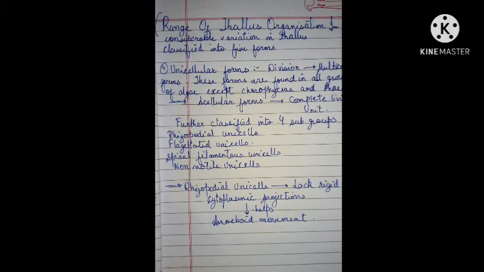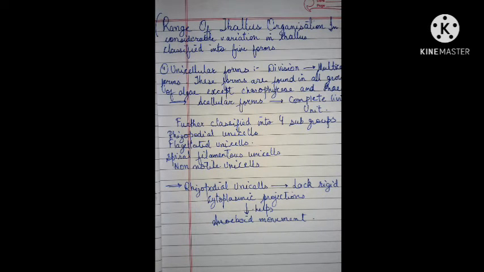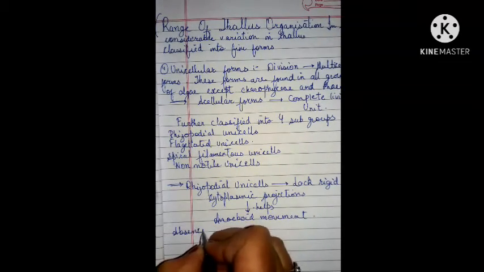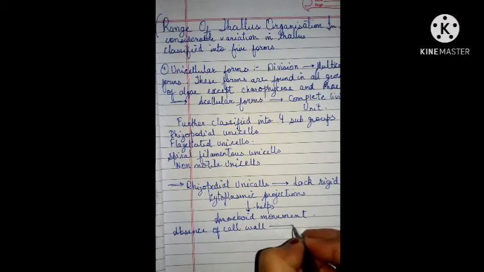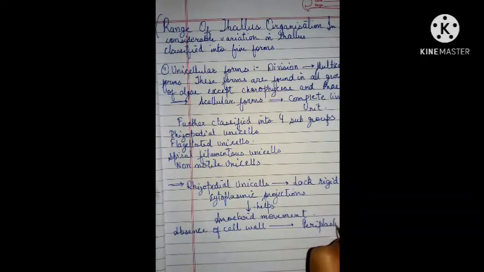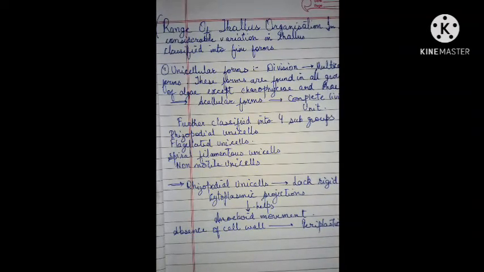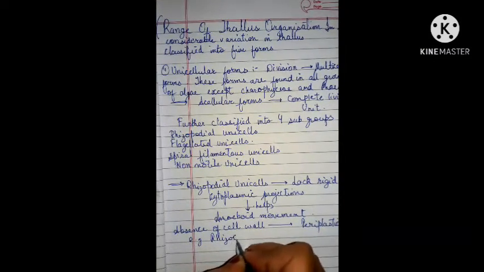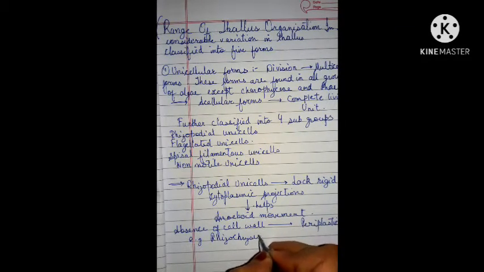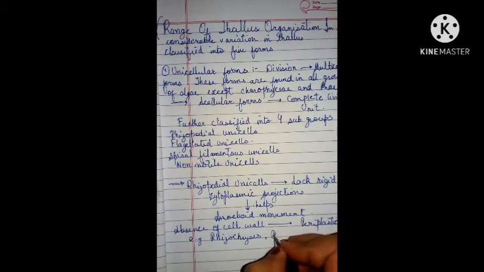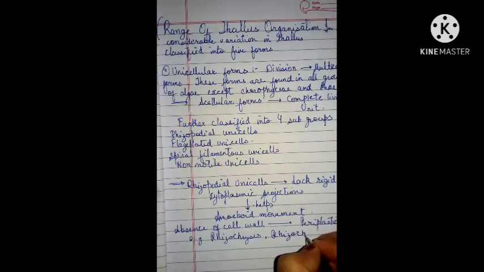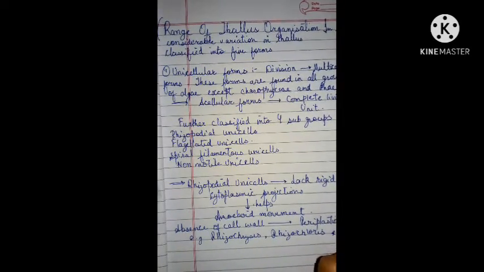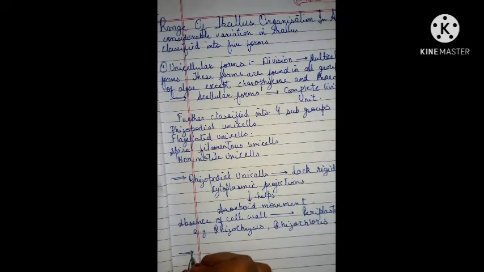Then in the absence of the rigid cell wall, they form periplast. The examples of rhizopodial unicells are Rhizochrysis, Rhizochloris, etc. Then second is flagellated unicells.